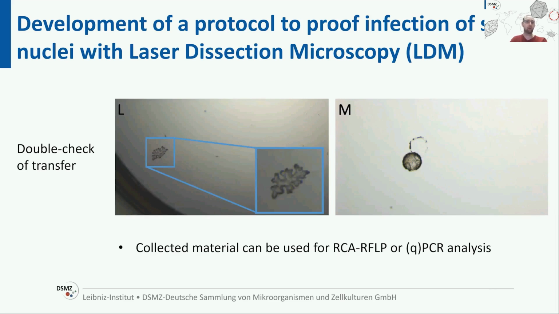So all in all, after double checking for transfer for either the cell or the nucleus, we can use this collected material for either RCA, RFLP, or qPCR analysis. This RCA method is a qualitative method where we can prove if there's virus present or not, and qPCR is also a method where we can quantify.